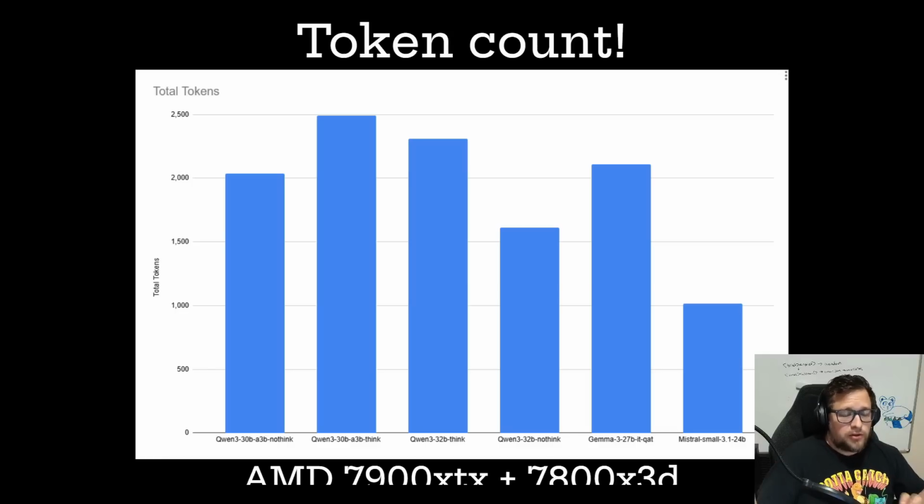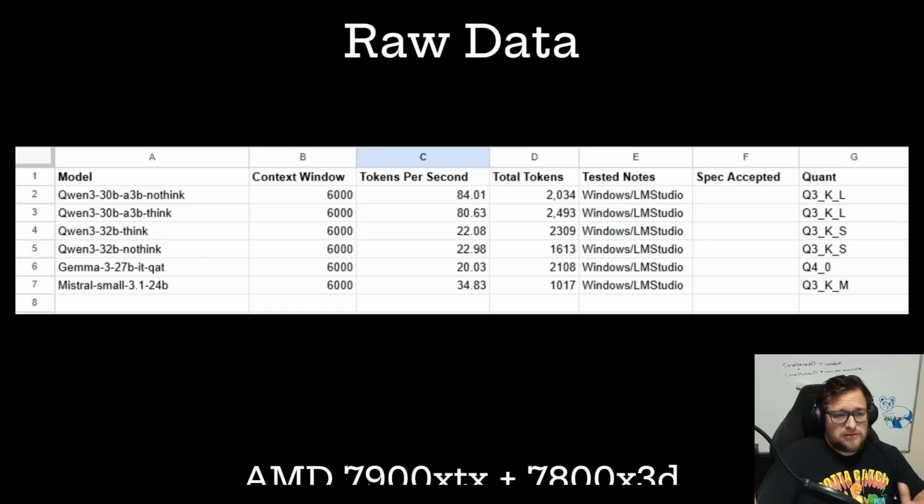Now, these tests were all done 3 times, and I took basically the median of those. So I took the median run of the 3 tests with the same prompt across all of them. The next thing that I want to do is just show you the raw data, because you can see the quant levels that I'm running, the total tokens. This is basically that median run.